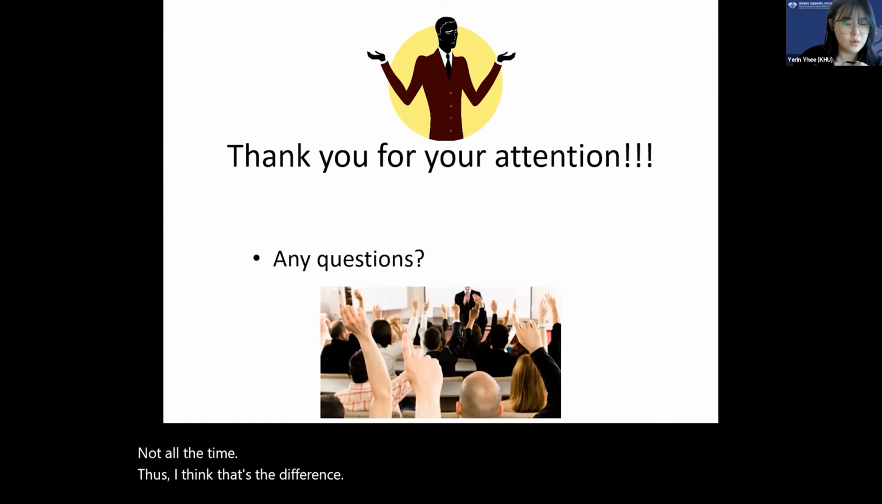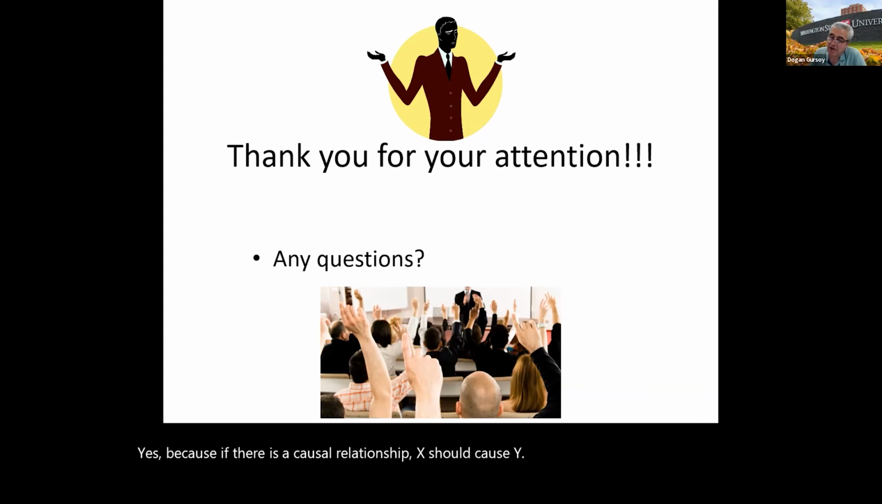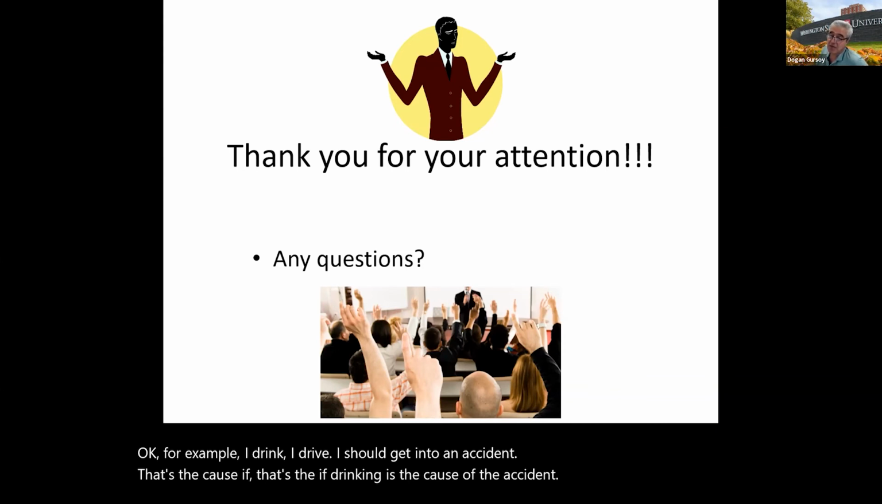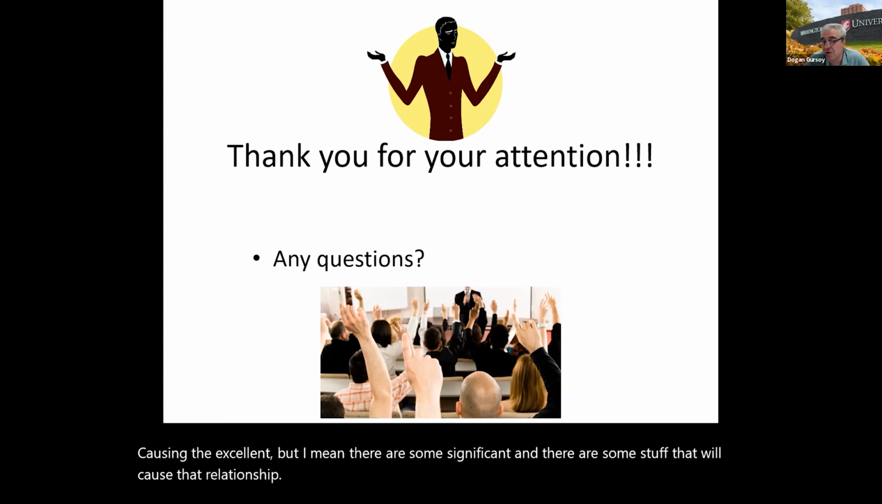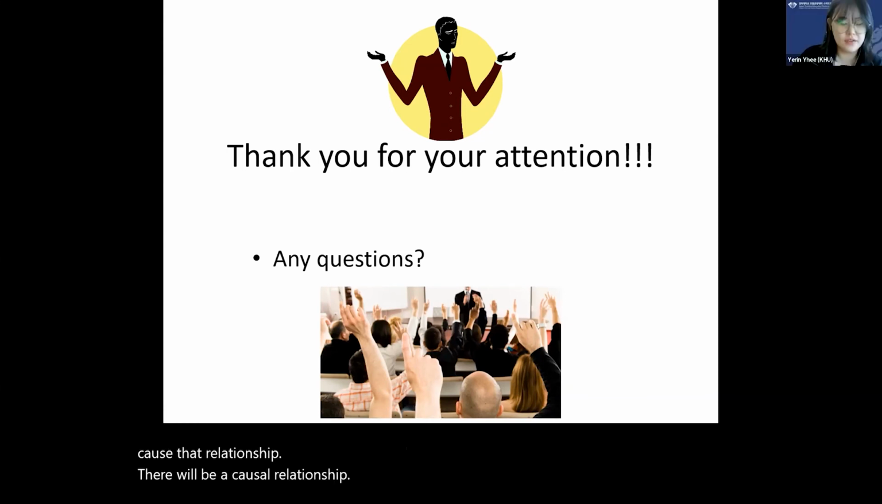Oh yes, I understand. So R-square means the explanation of the independent variables. So that means not a causal relationship, just influence. I mean the correlation, right? Yes. Because if there is a causal relationship, X should cause Y. For example, I drink, I drive, I should get into an accident. That's the cause, if drinking is the cause of the accident. But there are some stuff that will cause that relationship. Okay, I see. Thank you.